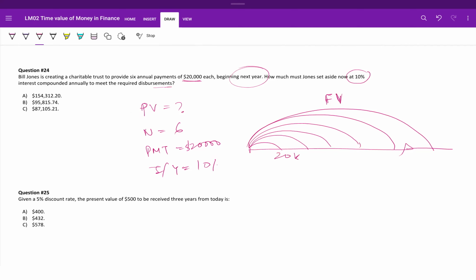20K one, 20K two, 20,000 first, 20,000 second, 20,000 third, 20,000 fourth, 20,000 fifth, and 20,000 sixth. So there is no future value. They are asking how much he should set aside right now. So out of this, they are asking the present value: how much he should set aside at a rate of 10% and for six annual payments.